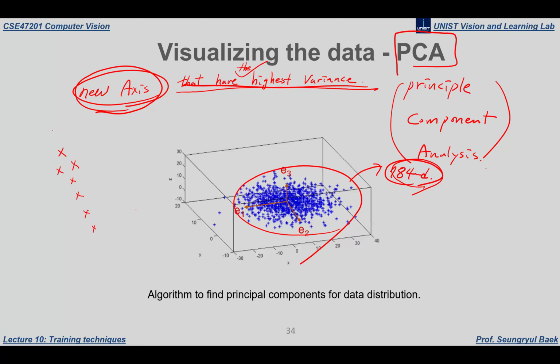Let's say the data is distributed in this way. If we select some axis in this way, then those data will be mapped to this space, and humans can only see this direction for this number of data. Are you guys understanding this?